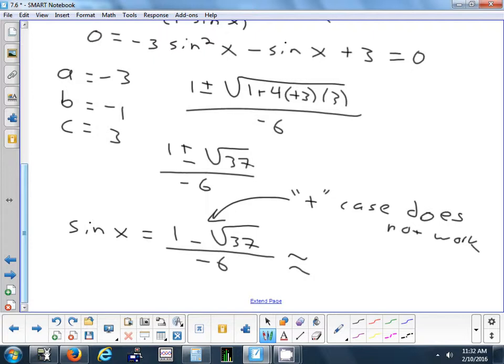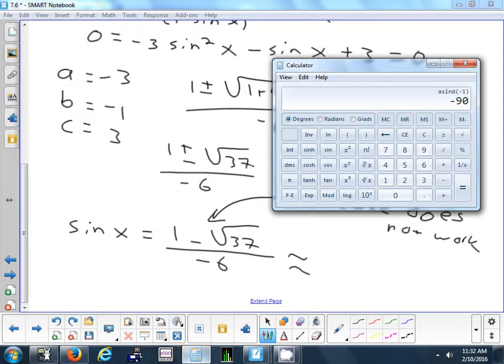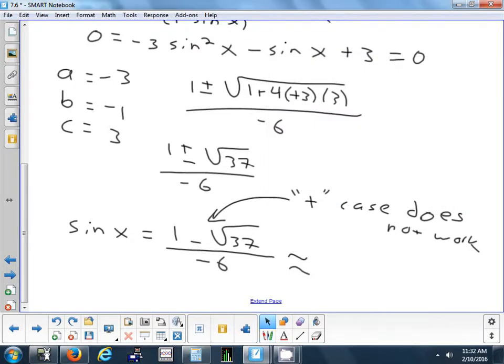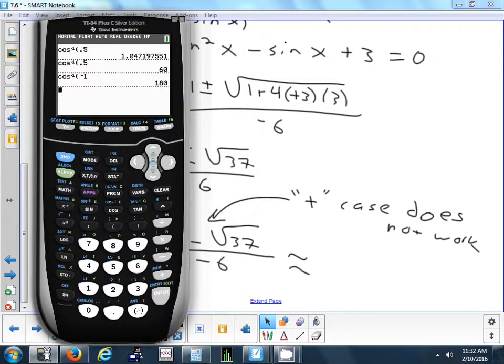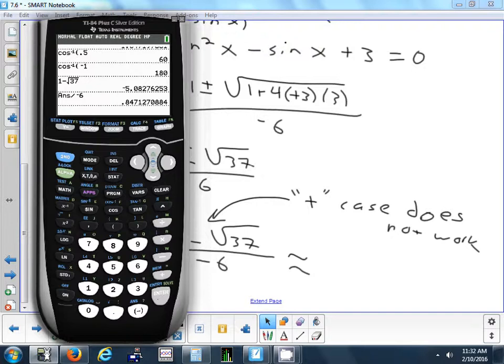If you do that out as a decimal, you get about 1 point. You know what? They don't have it. Let me do it. Is it 1 minus square root 37? Square root 37. Okay, that's the top. Divide by negative 6. We get about 0.847.